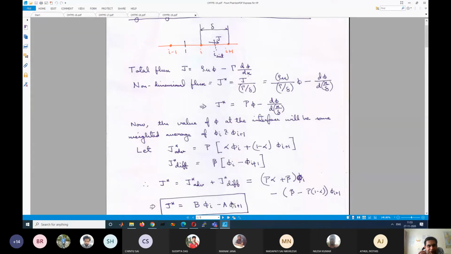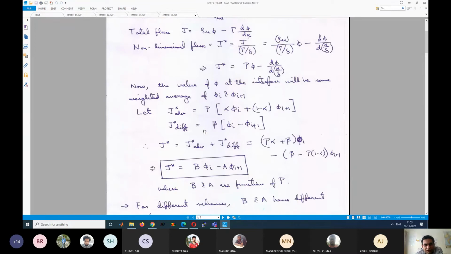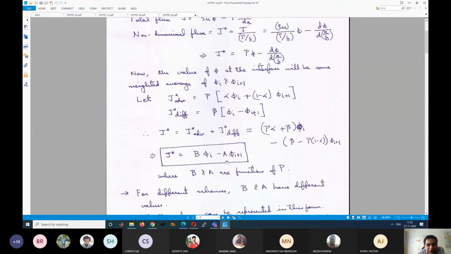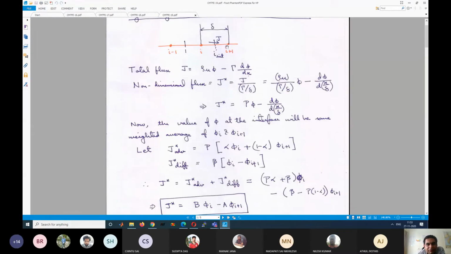Or is there any doubt? B and A values will be different for these two cases. We will see how they are different, but we can write in the same form. Now I plus 1 is the grid point which is behind the interface, and I is the grid point which is ahead of the interface, so the terms get interchanged. Say B is some function of Peclet number and A is some function of Peclet number when we are doing it for the positive direction.